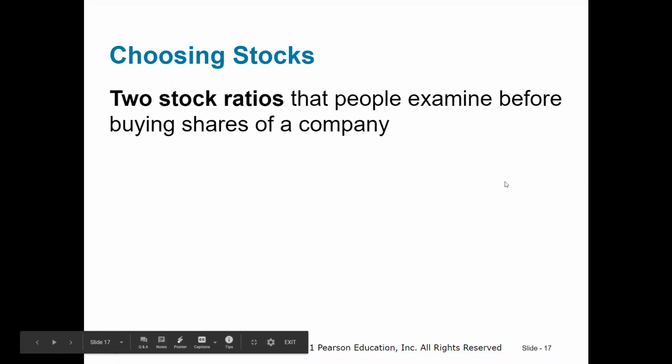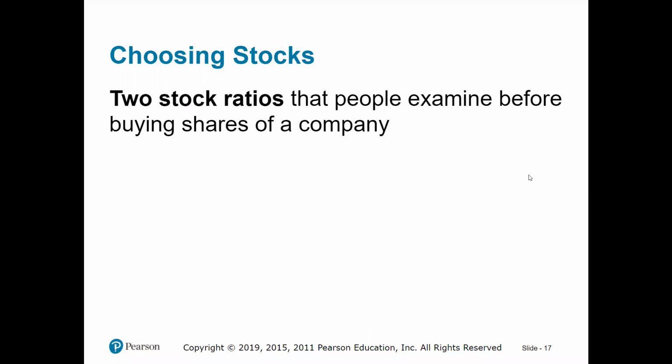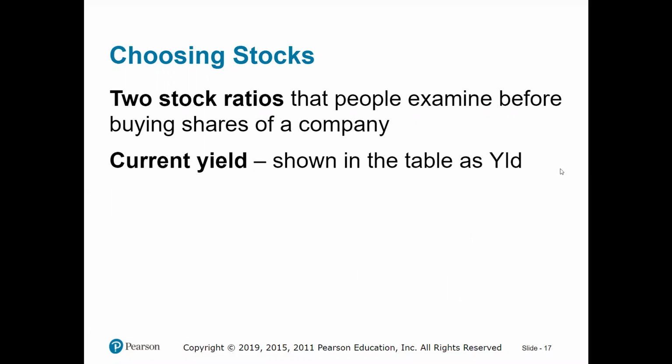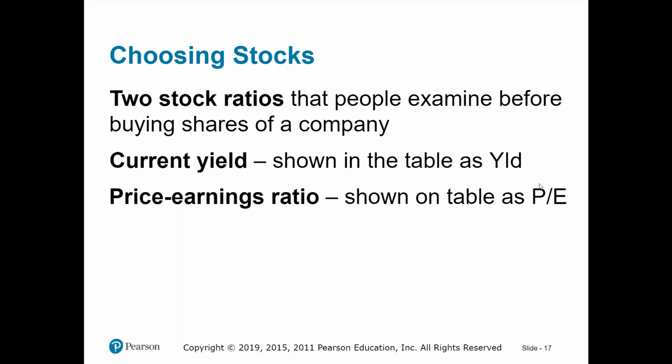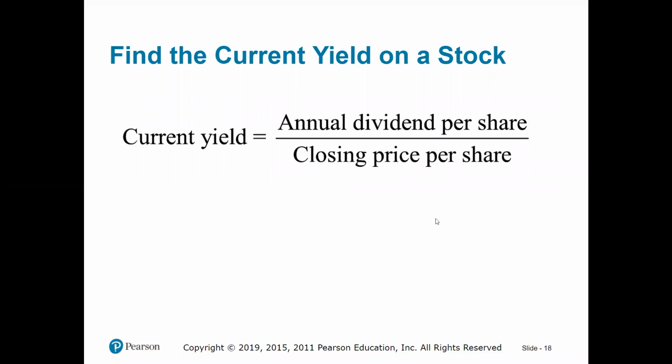Choosing stocks, 2 stock ratios that people examine before buying shares of a company. Current yield, shown in the table as YLD. Price earnings ratio, shown in the table as P/E. So current yield is the annual dividend per share divided by the closing price per share.